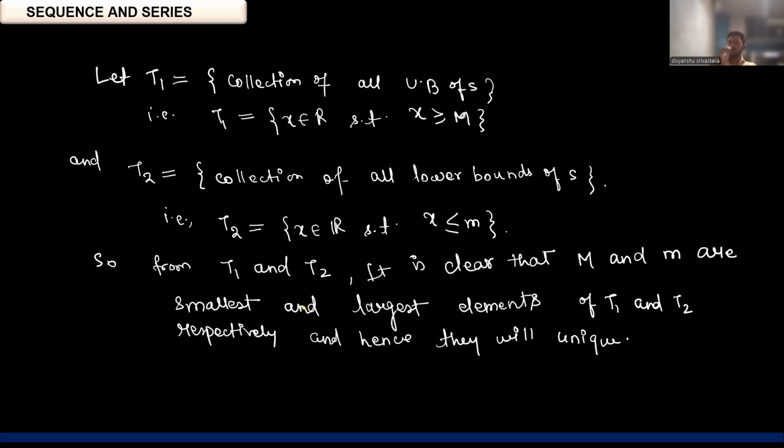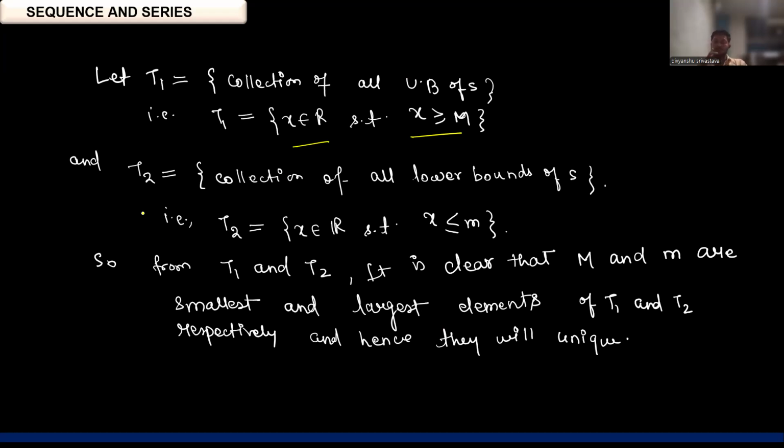First, let T1 be the collection of upper bounds of S. If M is an upper bound of S, that is T1 is x belongs to R, where x is less or equal to capital M. It is known already before. If you have some set and some upper bound of set S, then consider T1 which is equal to x belongs to R, such that x is greater or equal to capital M.